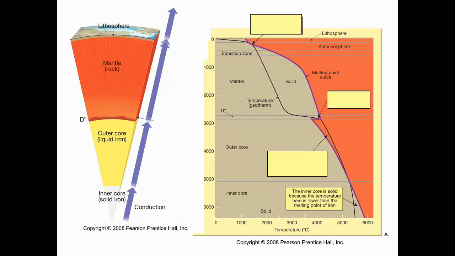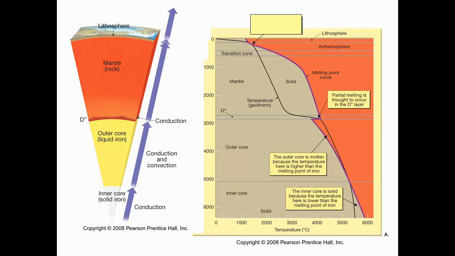So let's look again at a cutaway view of the Earth, beginning within the solid iron inner core. The inner core is solid because there the temperature of the geotherm is lower than the melting point of iron, and it's thought that conduction is the main way of heat transfer within the inner core. But then moving up into the outer core, because the outer core consists of liquid iron, heat transfer is probably a combination of both conduction and convection.